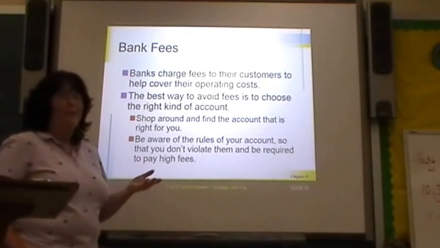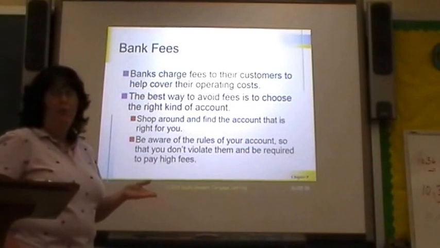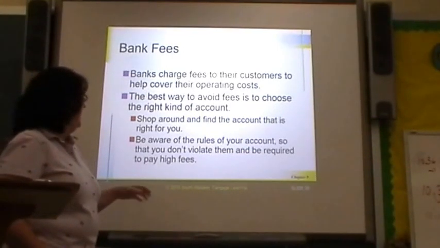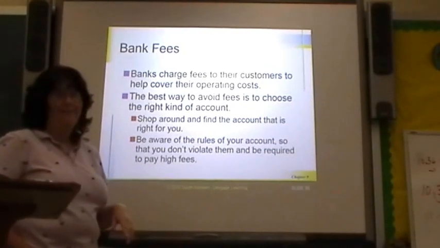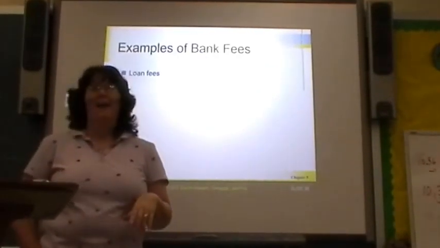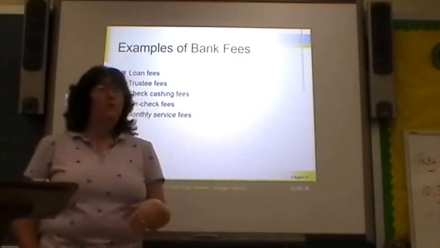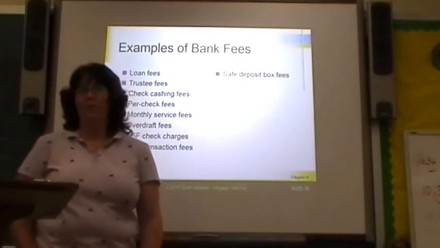And each account has rules. They're going to tell you up front how they're going to conduct business on your account so that you won't violate them and be required to pay high fees. So those fees are incentives for you to follow the rules of the banking account.